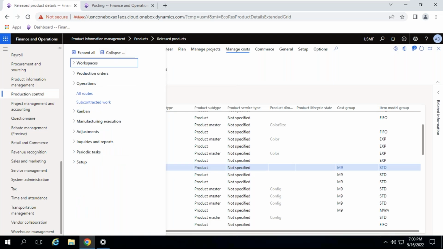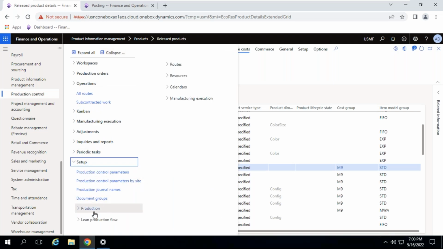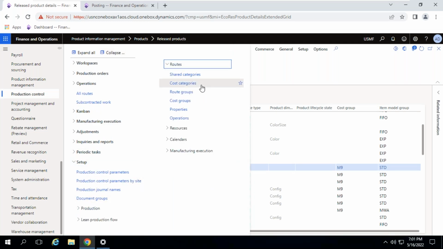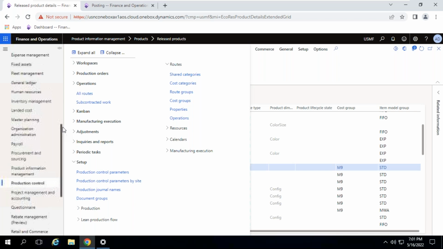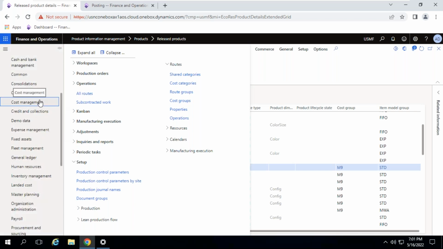Okay, collapse all. Here you will find routes, and you can find cost groups. These used cost groups will be used a lot in cost management.